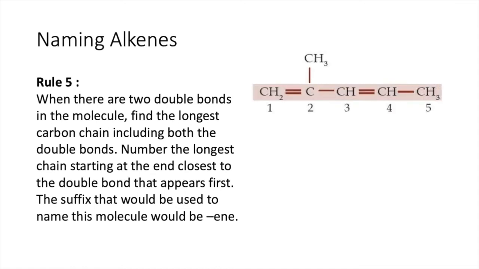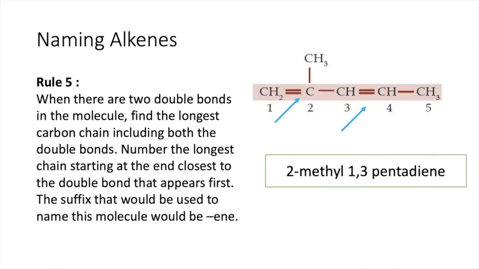This is the structure of an alkene that has 2 double bonds. This structure has 5 carbons and the double bonds are located at number 1 and number 3. This structure has a branch or substituent at number 2, and the name of the substituent is methyl. So the name of this structure is 2-methyl-1,3-pentadiene.